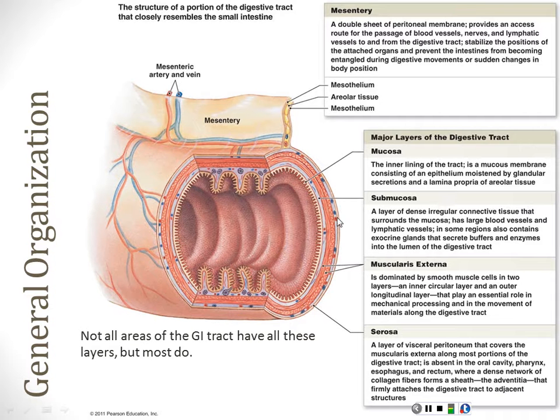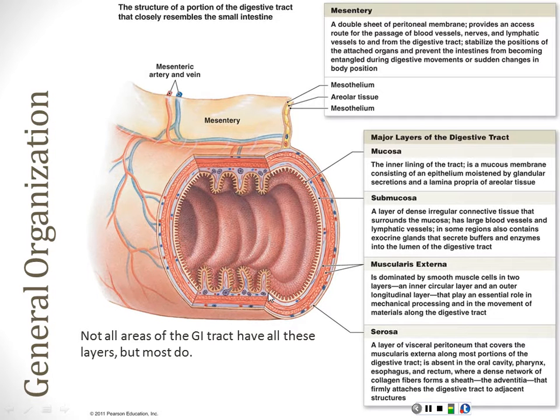Underneath that, in purple here, we have a layer called the submucosa. This is an irregular connective tissue. Its job is really to hold the mucosa onto the underlying layers. Now we also find in this submucosa arteries, veins, lymphatics, and nerves too. So it's a place for those things to travel.